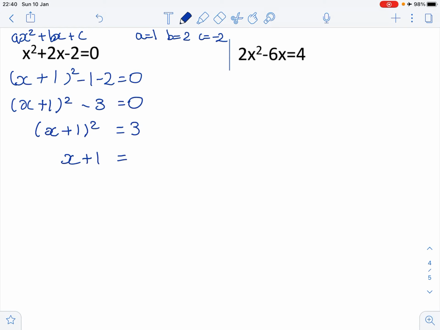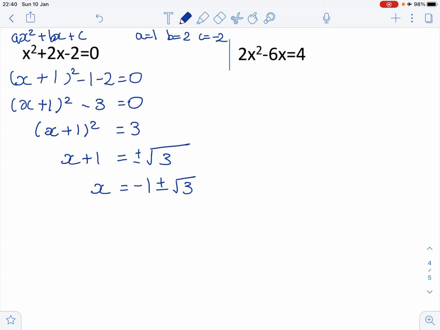So I'm going to square root both sides. So I have x plus 1 equals. Remember, when you square root 3, you get two answers, a plus and a negative. Therefore, x is going to equal minus 1 plus or minus root 3. So please pause here and have a go at the next question.